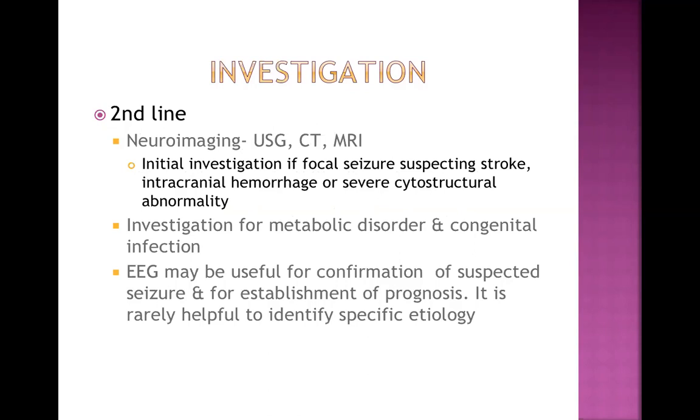Second line of investigation, apart from those which are listed, are neuroimaging like ultrasonography, CT scan of the head, and MRI. So these are always the second line after those first line investigations, which must be done. Investigation for metabolic disorder and congenital infection has to be done. Metabolic disorders, can you give me a few examples here? Like phenylketonuria, like galactosemia, like fructosemia. So proper investigation has to be done for them. And congenital infection means TORCH group of infection. So pretty simple. Do the antibody for toxoplasma, rubella, cytomegalovirus, syphilis, like that. EEG may be useful for confirmation of suspected seizure and for the establishment of prognosis as well. Towards the end of this topic, we'll talk about the prognostic significance of EEG.